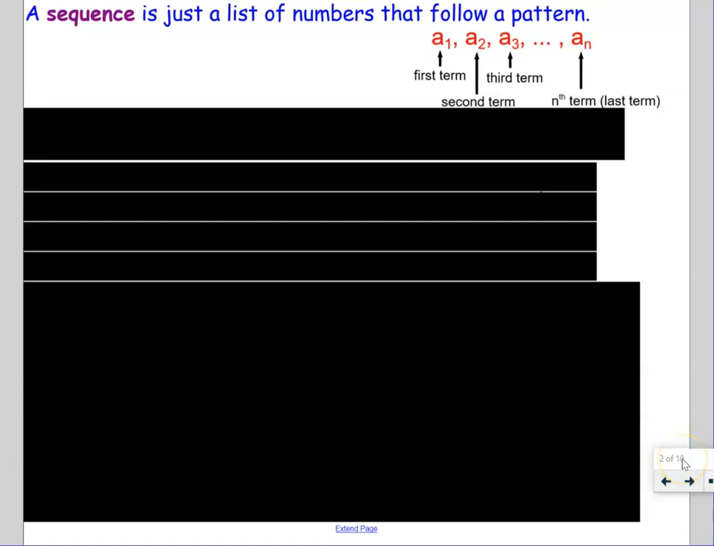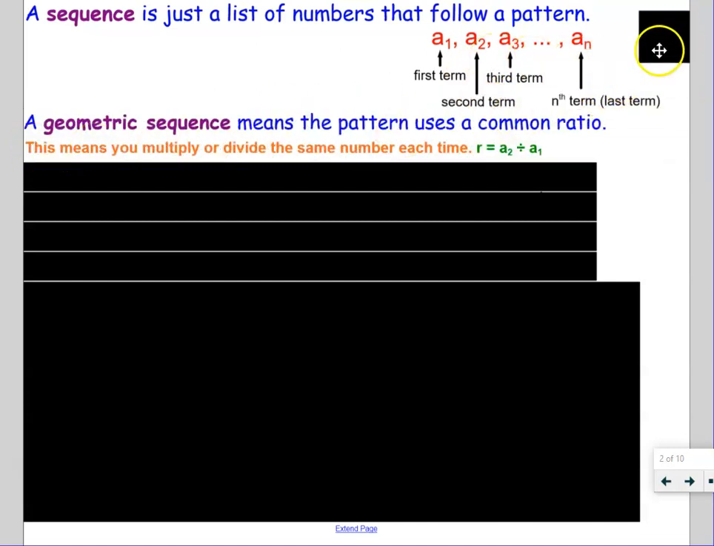So a sequence is just a list of numbers that follow a pattern, like before. A sub 1 is the first term, A sub 2 is the second term, A sub 3 is the third term, all the way to A sub n, which is the nth or last term. A geometric sequence means that the pattern used is a common ratio. Ratio means multiply, so you're going to multiply or divide by the same number over and over again.